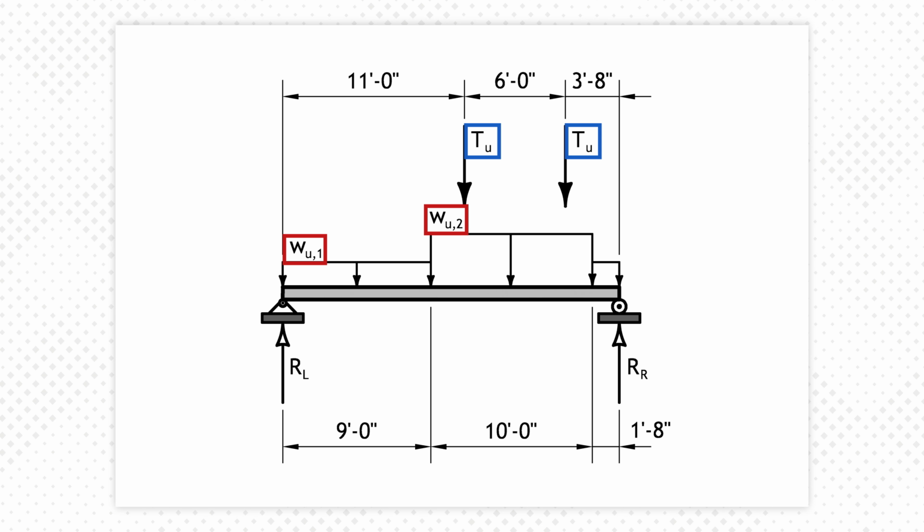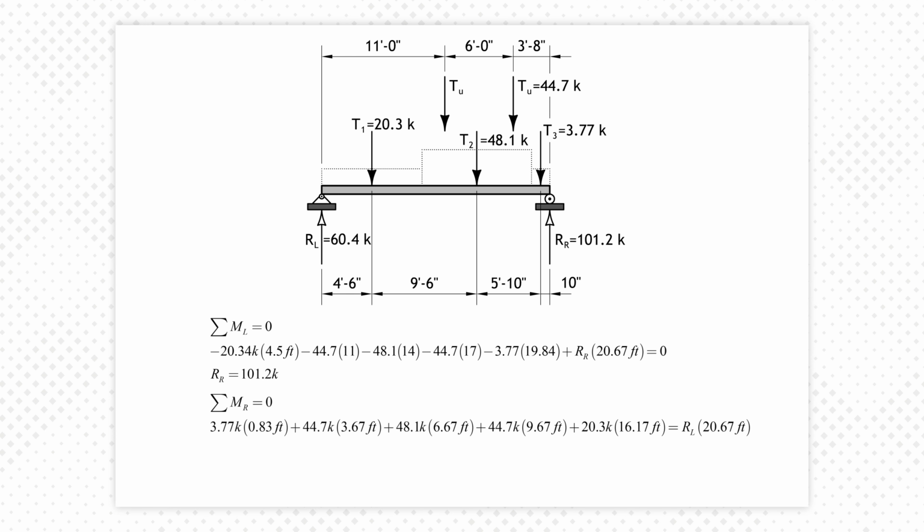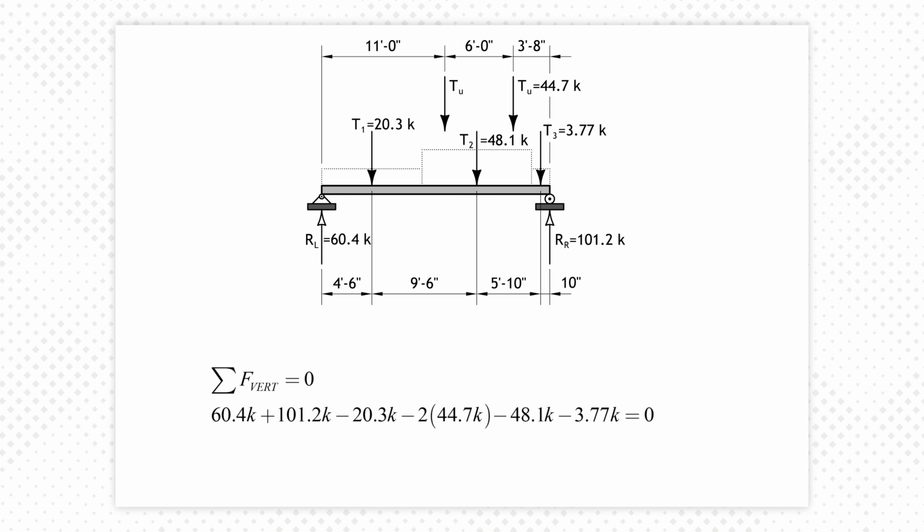We now solve for the reactions using 3 equations of equilibrium. To do this, we first condense the distributed load into point loads. Summing moments about the left support, we develop the following relationship. Solving for the right-hand reaction, we get just over 101 kips. Following this approach, we can next sum moments about the right reaction and find that the left reaction is 60.4 kips. Summing forces vertically, we see they equal 0, giving us a check on our math.